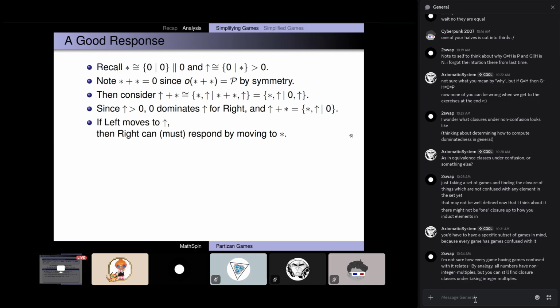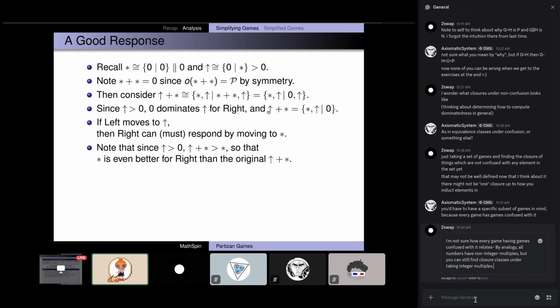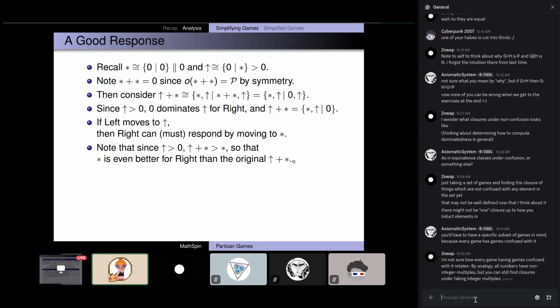So how would playing this game go? If left moves to up, then right's only move in up is to star. And since up is greater than 0, we can add star to both sides and say up plus star is greater than star. So what that means is that star is less than this original thing, this up plus star that we had. So star is better for right than the original up plus star.